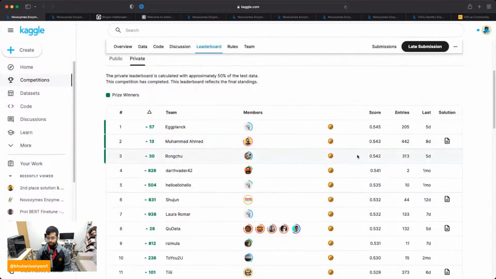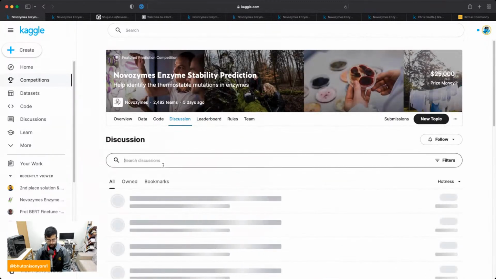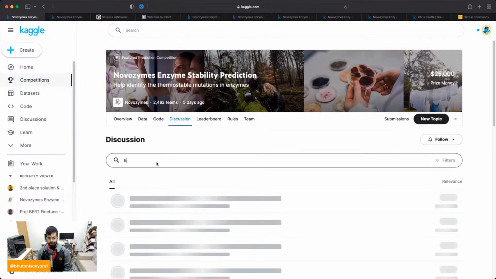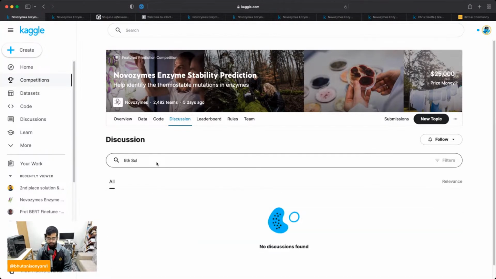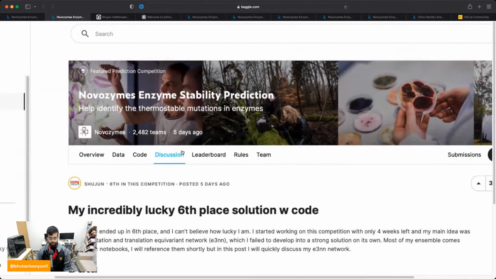Let me make sure if others have posted the solution or not. So I missed fourth and fifth, and let me just quickly search for that. See, this is exactly what I was ranting about, because I have to search for fifth solution, and then fifth position, and 5 POS. But nothing shows up, which means that these guys haven't published their solution yet. So we can move on to the sixth one.